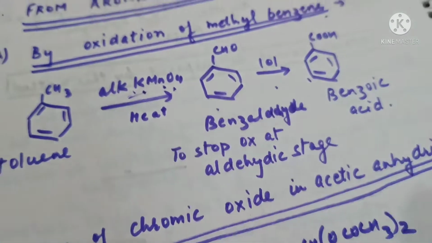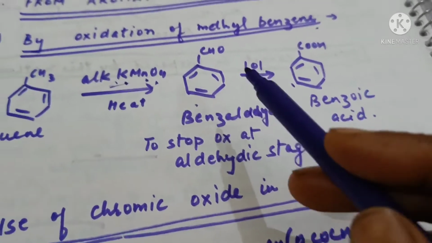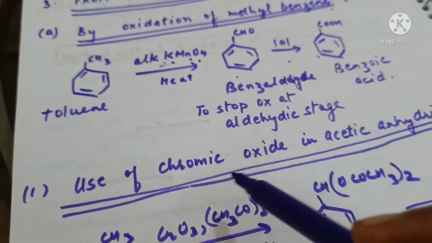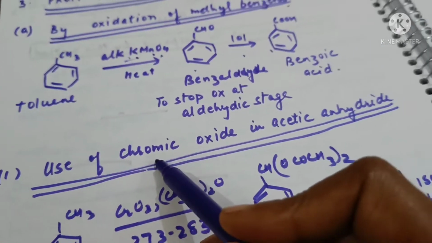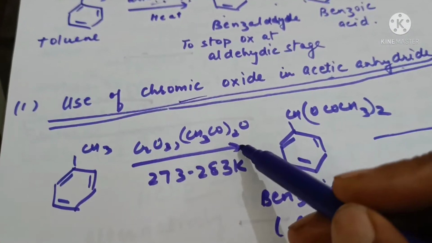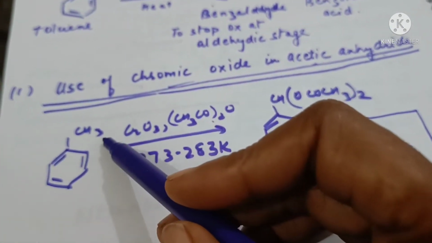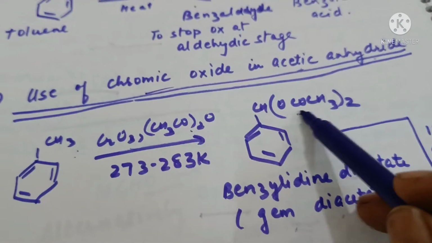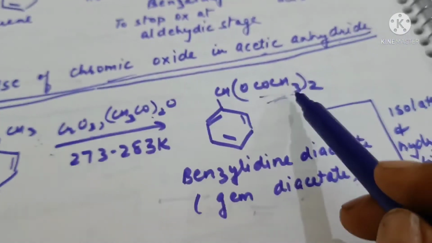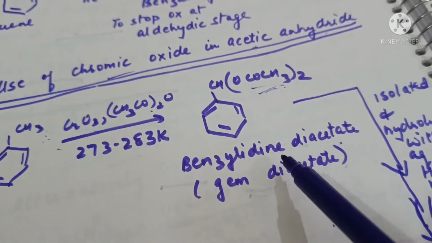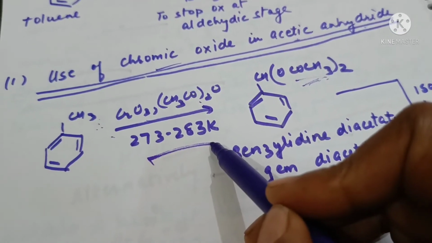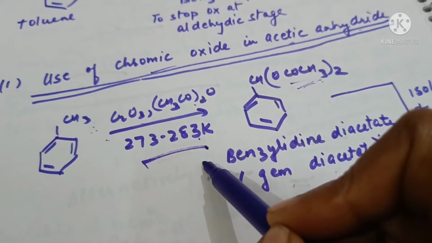If we want to limit the oxidation to benzaldehyde stage, we can use different reagents. For example, use of chromic oxide in acetic anhydride. Acetic anhydride gets acetylated over here. Acetyl group is attached over here in place of two hydrogens to form benzylidene diacetate or geminal diacetate at a temperature of 273 to 283 Kelvin.